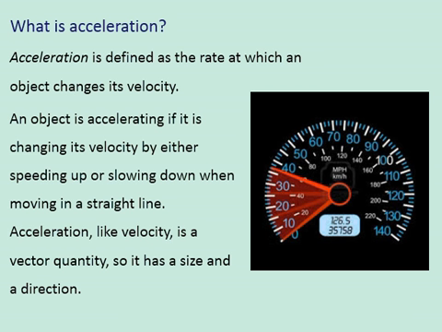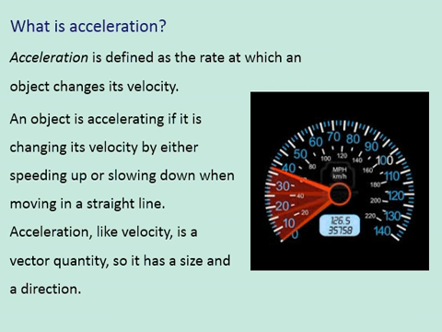straight line. Acceleration, just like velocity, is a vector quantity, so it has a size, meaning a number, how big is it, and it has a direction. The direction is very important because if we start talking about acceleration as both speeding up and slowing down, we need some information to tell us which is happening. Is my object speeding up or slowing down? And that direction information is what's going to help us determine that.